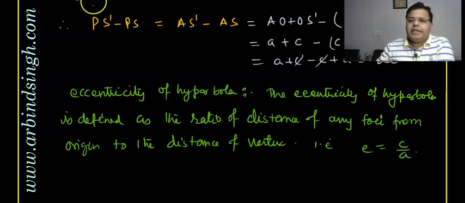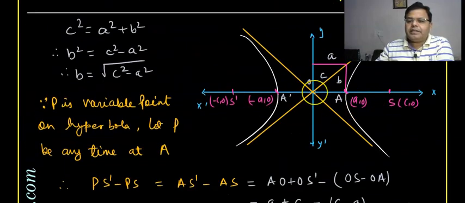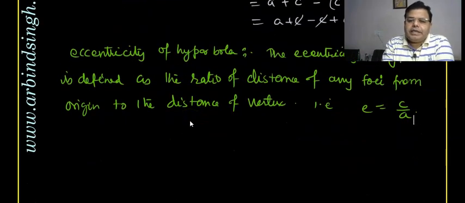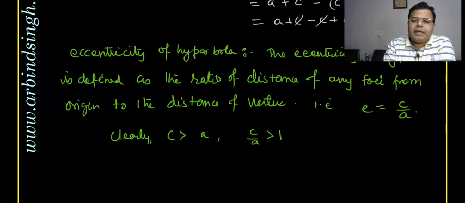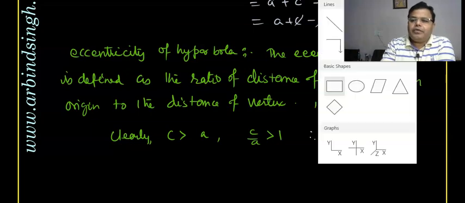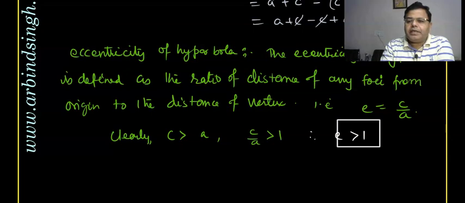But clearly here c is farther than the vertex. C is here and a is there. So c is farther than a, and therefore c by a is greater than 1. Therefore we can say the eccentricity of the hyperbola is greater than 1. You remember this, the eccentricity of the hyperbola is greater than 1. I hope you got it.